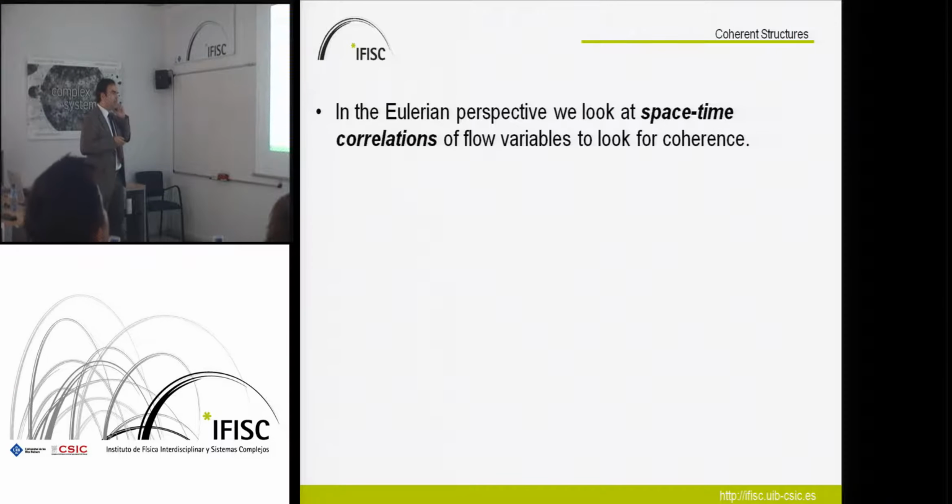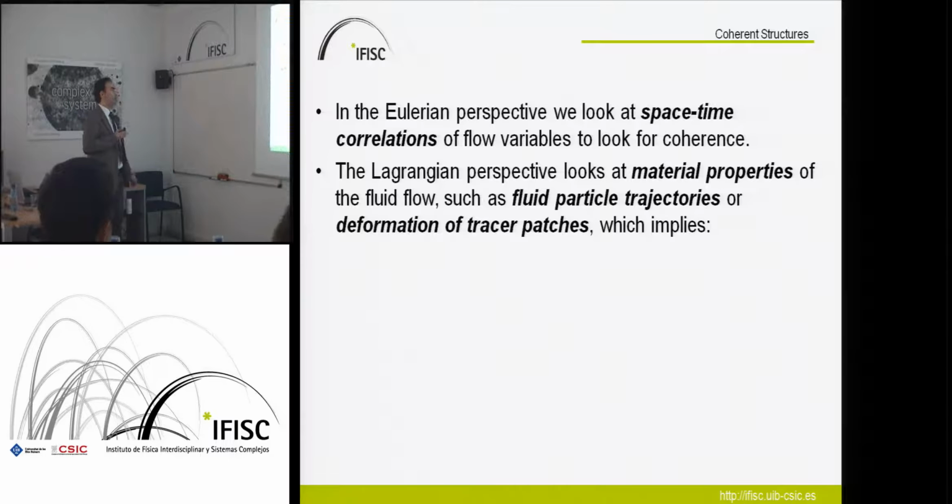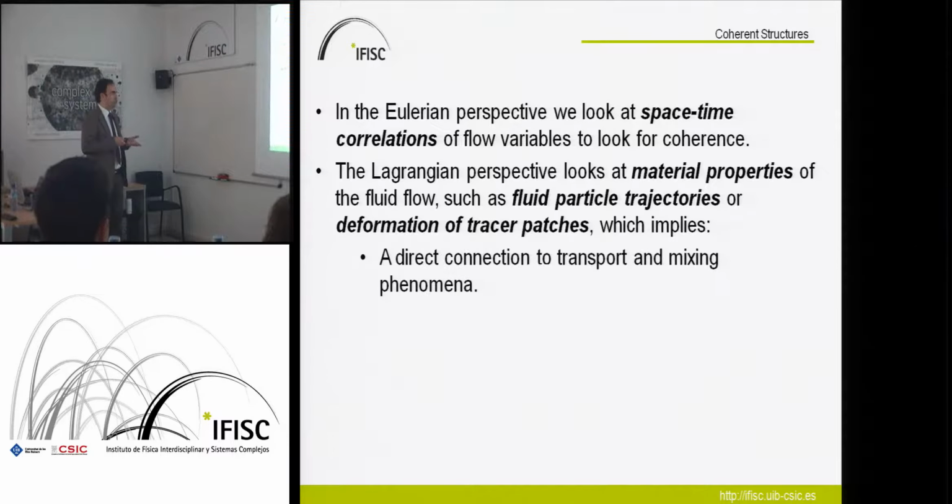And these coherent structures have been mainly studied from the Eulerian perspective, where we look at correlations between space and time variables, and we look to see if there is any coherence. But there is another perspective to fluid flows, that is the Lagrangian perspective, where we look at the material properties of the flow, especially the study of particle trajectories or the deformation of tracer patches. Now, this perspective gives us a direct connection to transport, because of course we are looking at the actual fluid that is in motion, the material fluid that is in motion.